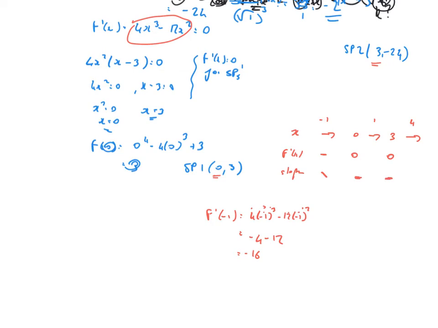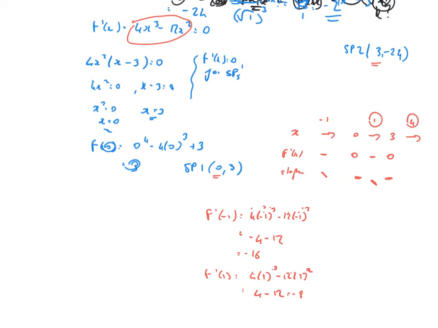Okay, let's now investigate what's happening at 1, f dash 1. So that's going to be 4 lots of 1 cubed minus 12 lots of 1 squared. Okay, 1 cubed is 1 times that by 4 is 4. 1 squared is 1 times that by 12 is 12. 4 minus 12 is minus 8. That is a negative result again.